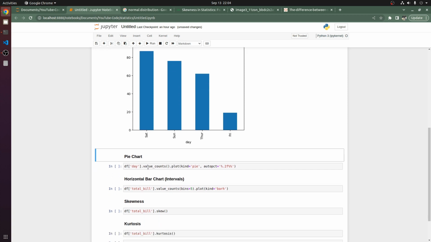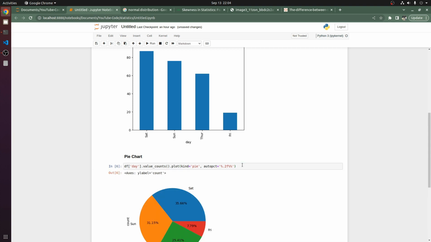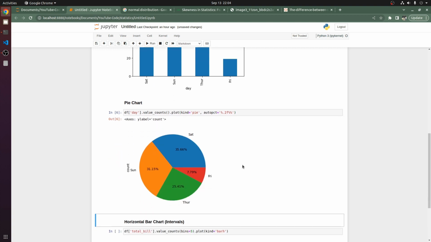We can also draw a pie chart using .value_counts, then .plot, and in the kind parameter you have to pass pie, and the autopct will be %0.2f. The autopct %0.2f represents that we want to see 2 decimal places. So this is the share of each day in the total count.